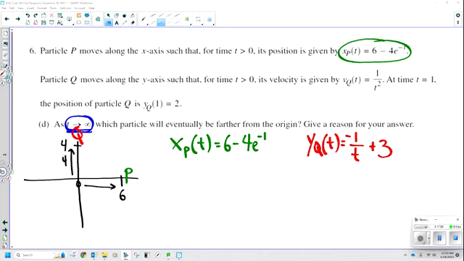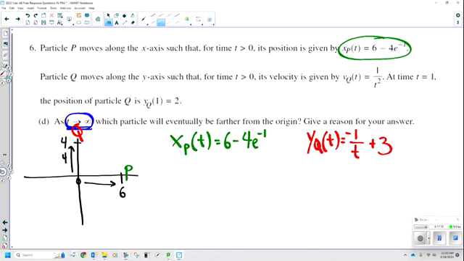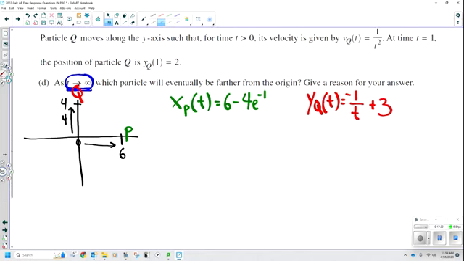So let's take the limit as t goes to infinity of both of these and see which is a bigger value, because that will be farther from our origin, all right? Let's start with particle P. So the limit as t goes to infinity of 6 minus 4, I'm going to change this into a fraction. I'm going to take this and pop it down here.